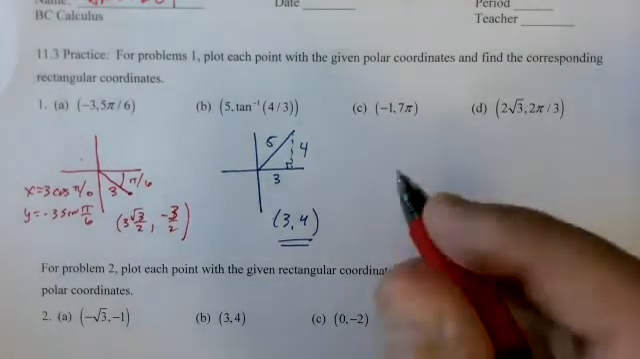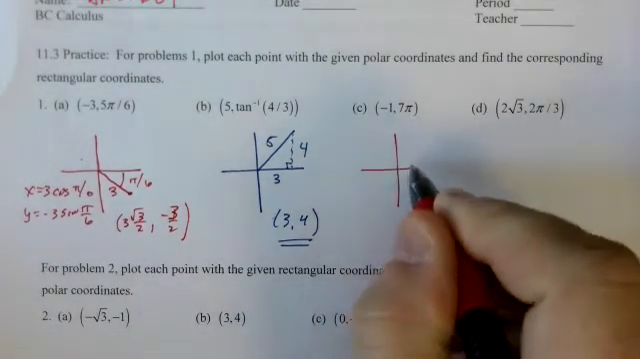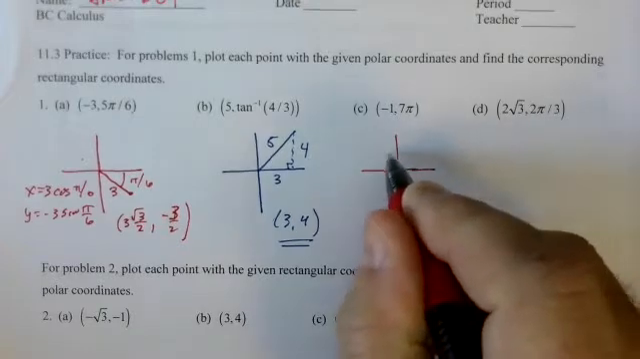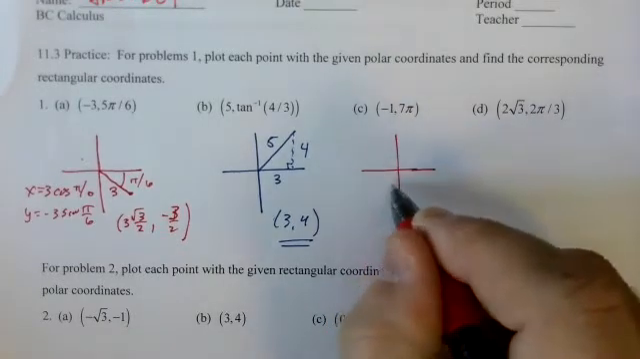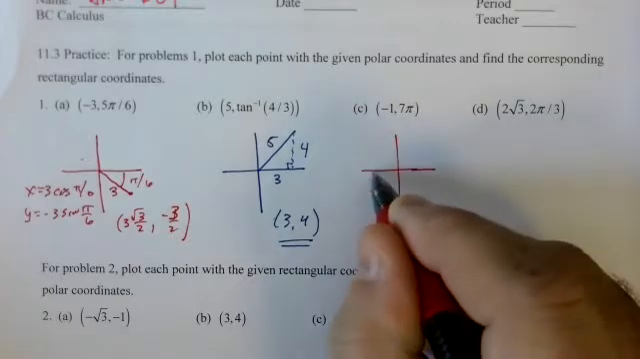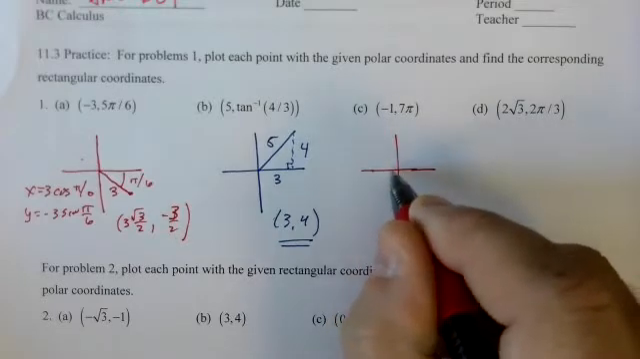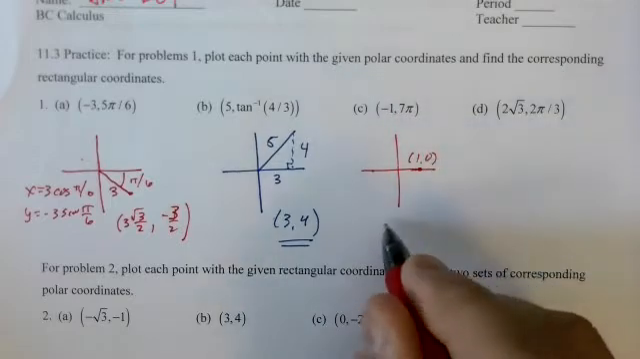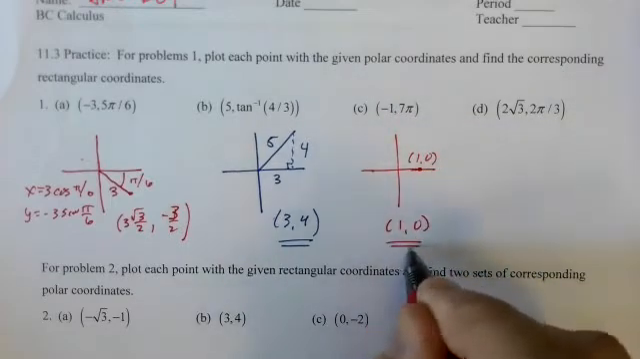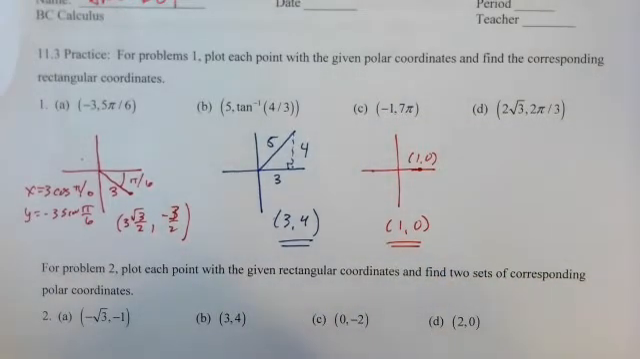All right, 7 pi. That's a little tricky. 1 pi, 2 pi, 3 pi, 4 pi, 5 pi, 6 pi, 7 pi. So we're pointing this way. Whoops, we go the other way. So it ends up right here at 1, 0. Wish it was more complicated than that.